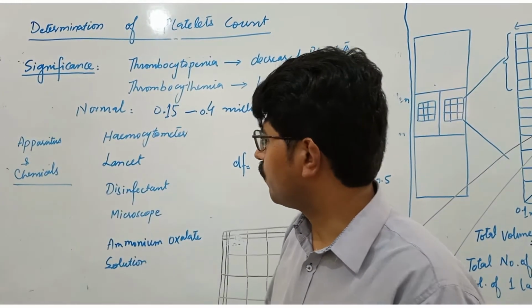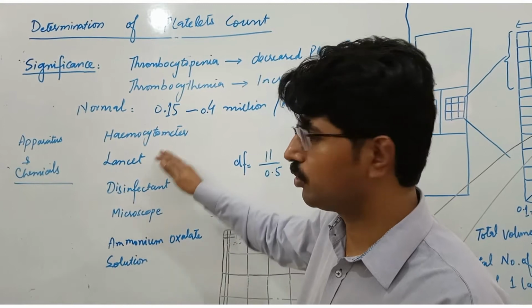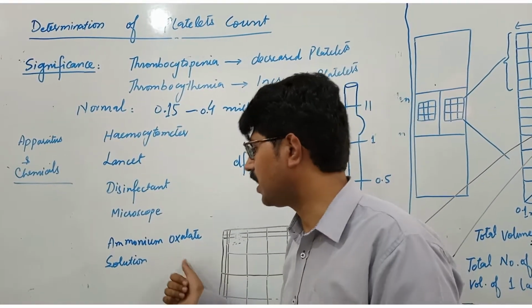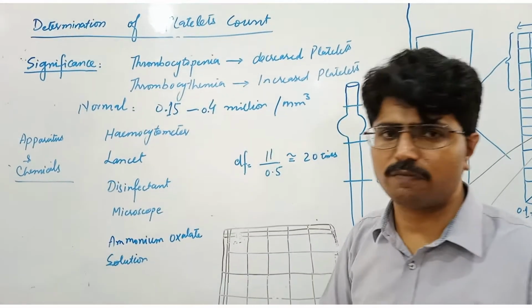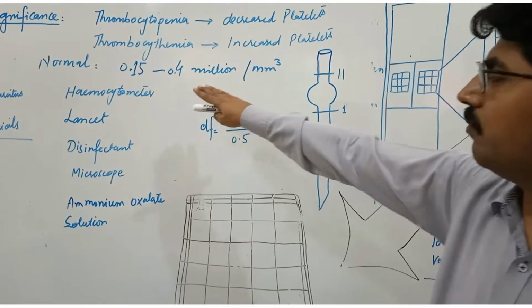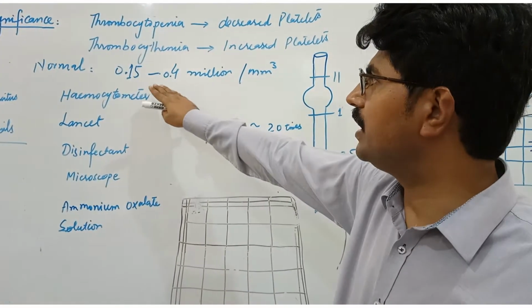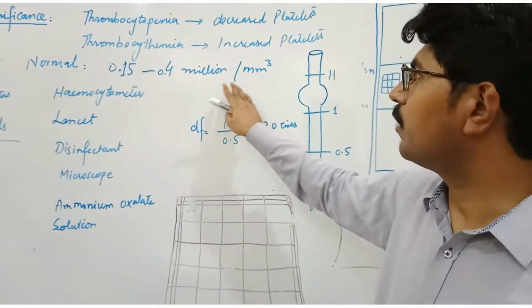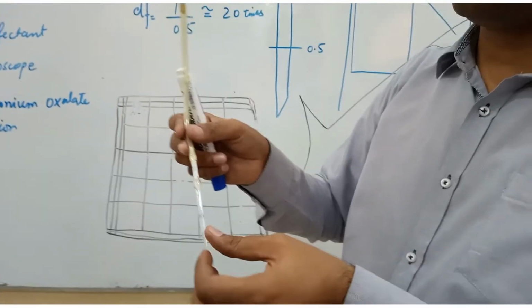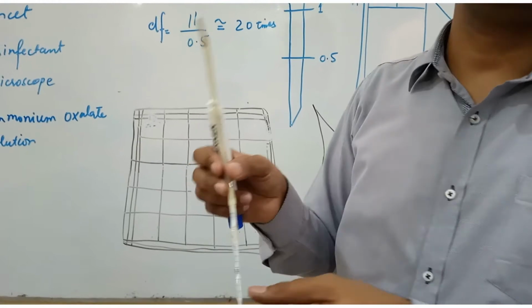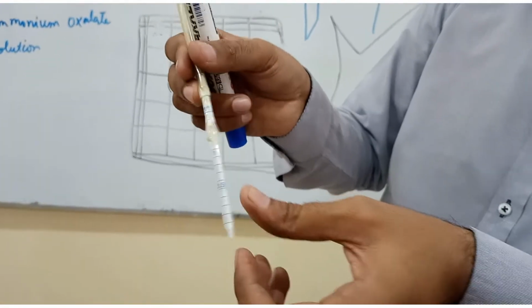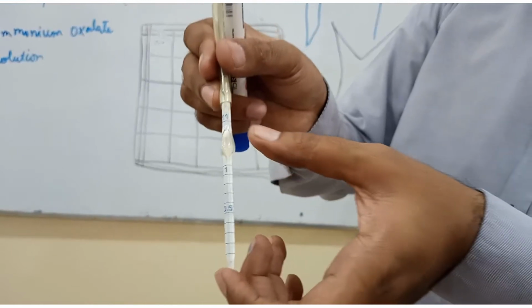The apparatus required for this practical is a hemocytometer, lancet, disinfectant, microscope, and ammonium oxalate solution for dilution of the blood. The number of platelets is about 0.15 million to 0.4 million per millimeter cube, so they are less than RBCs. So we have to dilute this blood less as compared to RBCs. For RBCs we diluted blood up to 200 times. For this we dilute blood up to 20 times.